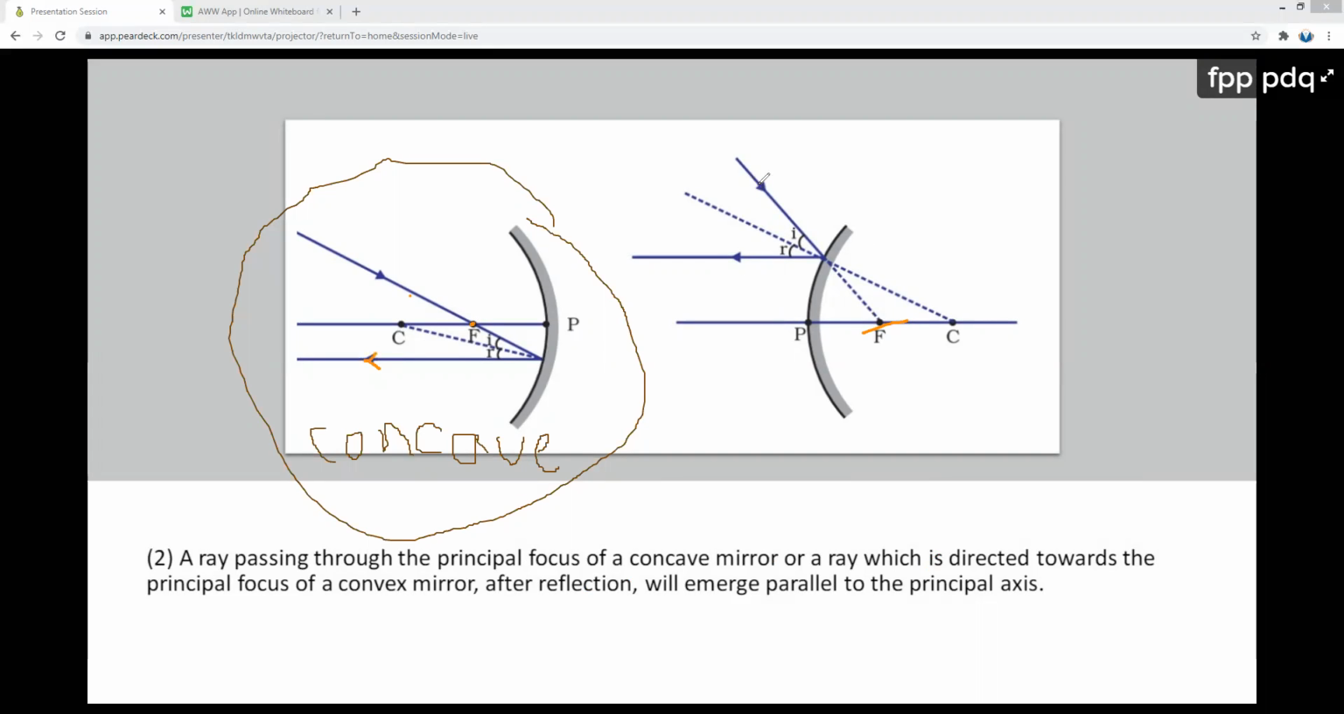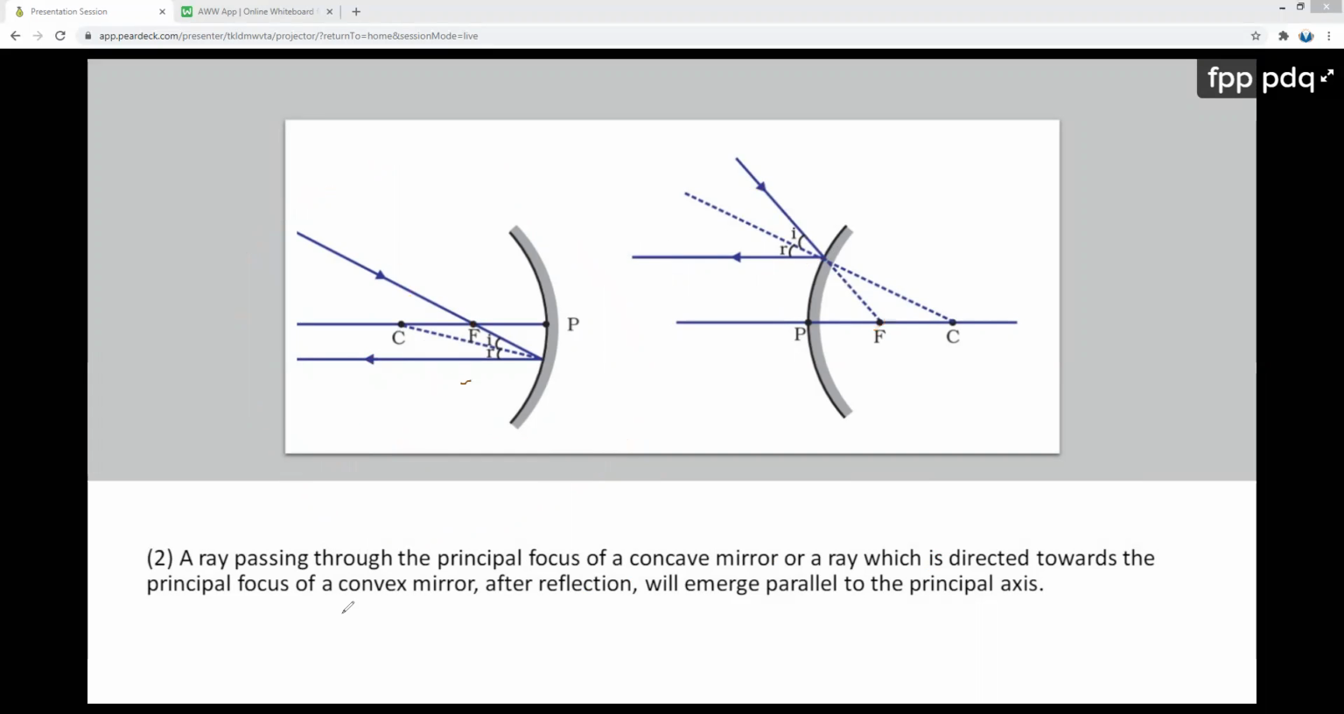Now for convex, you can see that a ray of light that is striking the convex mirror, when it is directed towards the focus, will emerge parallel to the principal axis. Over here you can see it. So just keep this in mind. It will be useful when we are doing the ray diagrams.